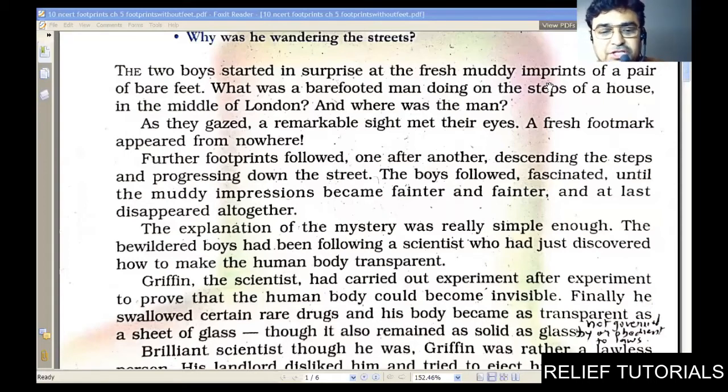Finally, he swallowed certain rare drugs. He had made the formula liquid drugs, and they were potent enough to make his body transparent. His body became transparent as a sheet of glass. You can just imagine a sheet of glass. You can see through it, but cannot pass through it. Touch it, feel it, but can see through it. So it was as good as a sheet of glass, though it also remained as solid as glass.